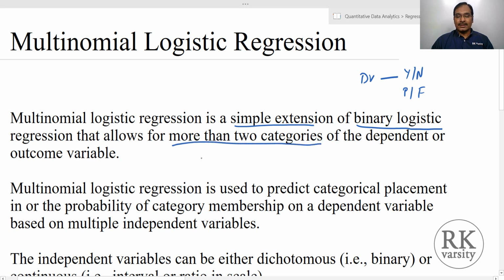Suppose you have a dependent variable, this can have three categories, like yes, no, and maybe, or you can have different categories of respondents. Likewise, you may have four different categories in one dependent variable. In such a scenario, we need to use a multinomial logistic regression.